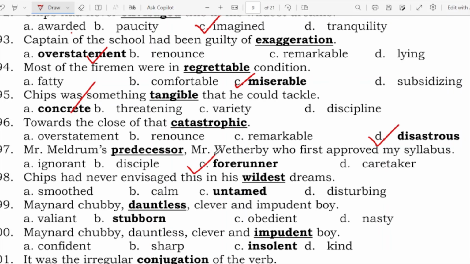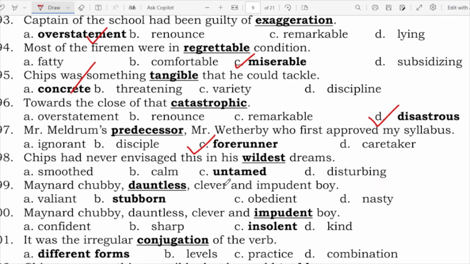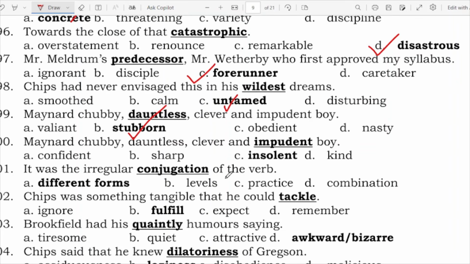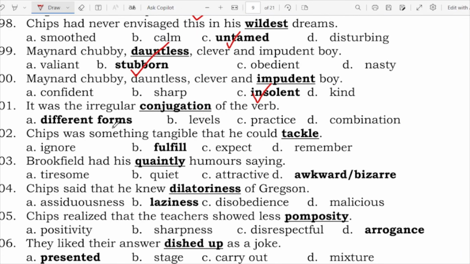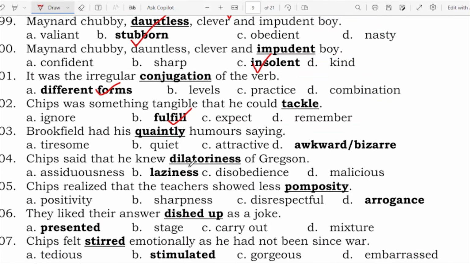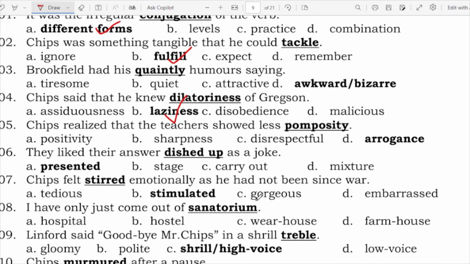Predecessors, forerunners. Successor and predecessor are two words. This is before coming, that is forerunner. Wildest, untamed, animal-like. Dauntless, stubborn, traditional. Impudent, that is insolent, and stubborn are synonyms. Conjugations, different forms. Tackles, fulfill. And quaintly, that is awkwardly. Dilatoriness, laziness. Pomposity means arrogance, feeling very proud. Dished up, presented.